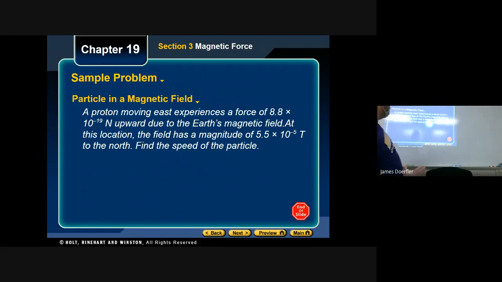A proton moving east experiences a force of 8.8 times 10 to the negative 19th newtons upward due to the Earth's magnetic field. At this location, the field has a magnitude of 5.5 Tesla to the north. Okay. Ready? Let's start using our alternative right-hand rule. So follow along with me. So one thing is the proton is moving east. Again, particles are our thumb. So which direction does it need to point?